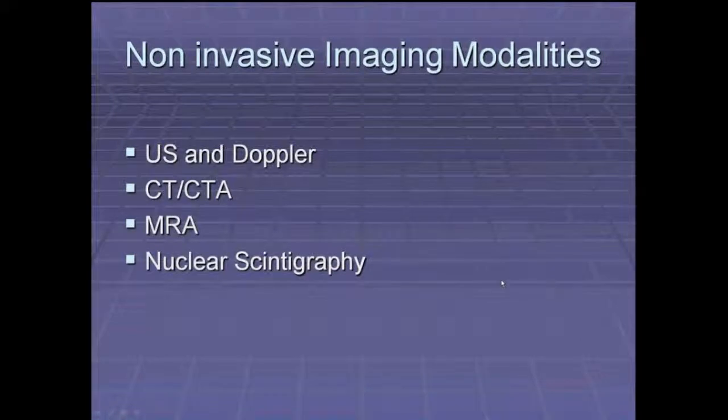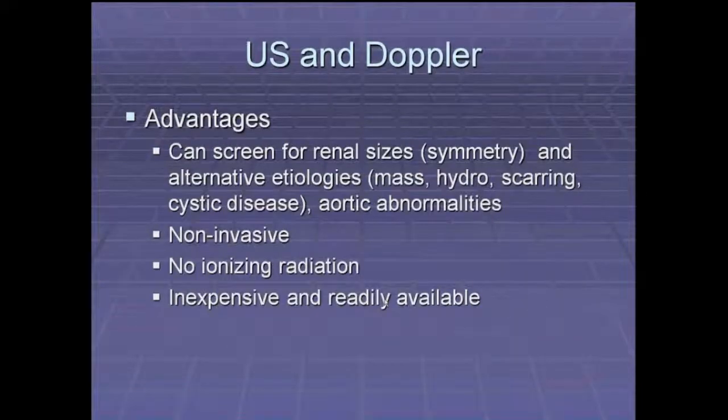So what are the non-invasive imaging modalities? Obviously, there's ultrasound and Doppler, there's CTA, there's MRI, and nuclear scintigraphy. We'll go over the pros and cons of each one of those. So obviously, with ultrasound and Doppler, the advantages are that it allows us to screen for renal sizes. Are they symmetric? Is there scarring? Is there hydronephrosis? It's non-invasive. There's no need for ionizing radiation, which is a benefit. It's relatively inexpensive and readily available.